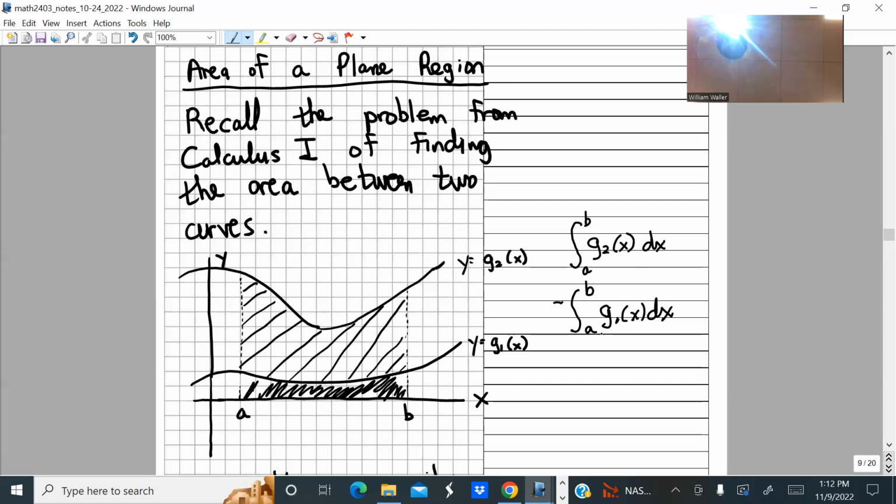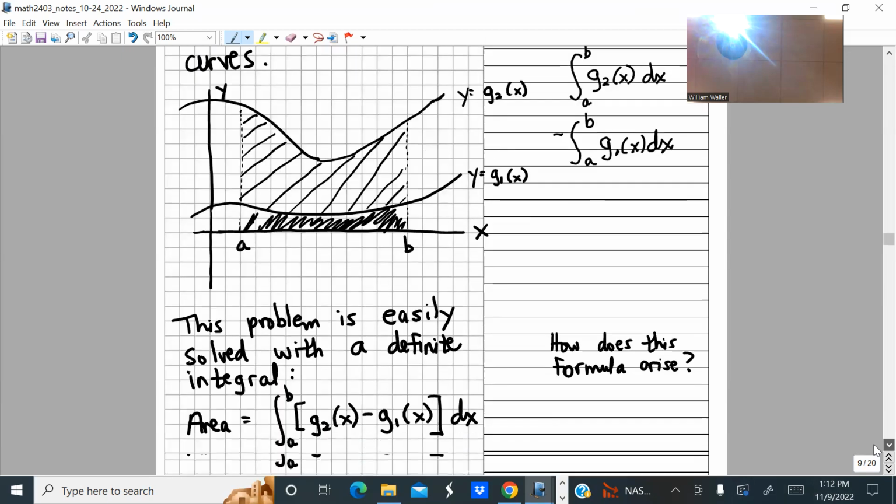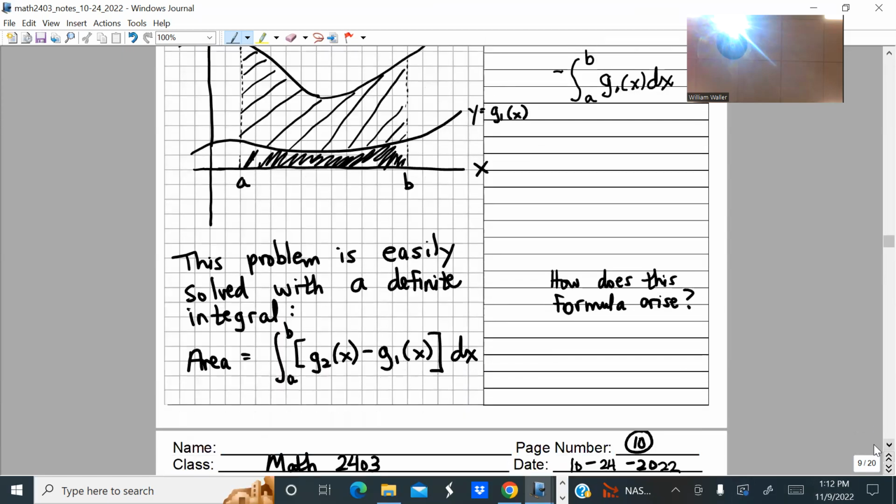But because of the nice properties of integration, you can really combine those two integrals into one integral. So this is what you were suggesting, David. You can take those two separate integrals and combine them into one integral. It's just one definite integral, the difference of two.